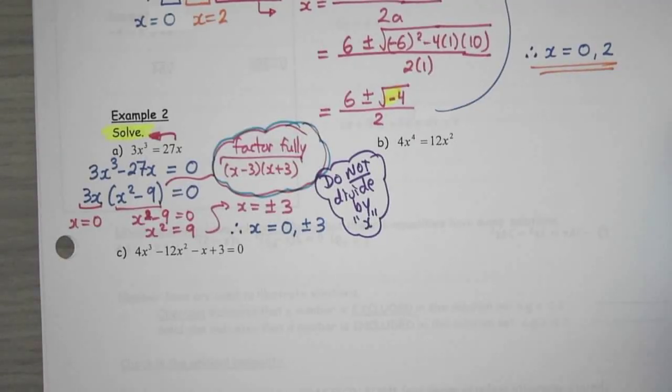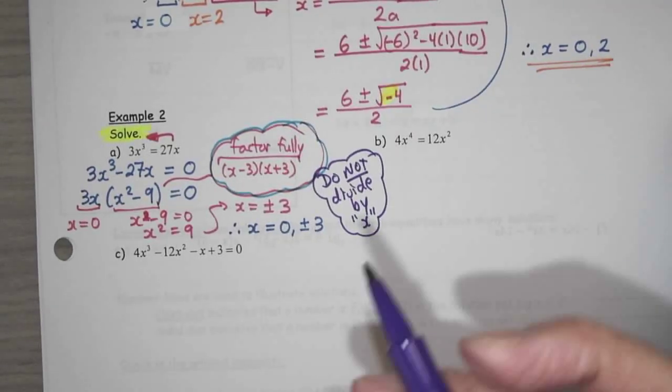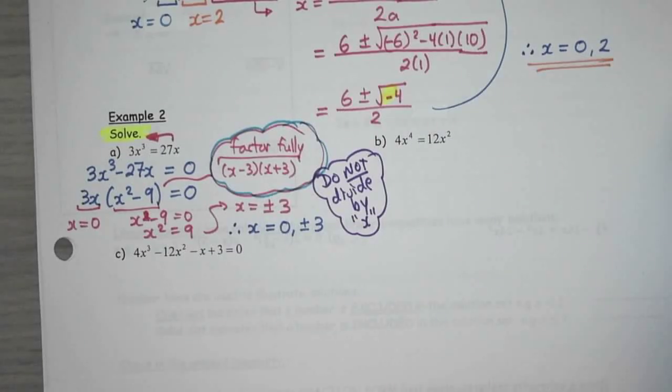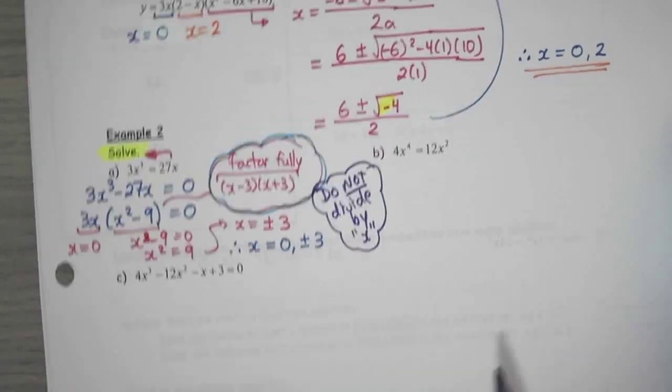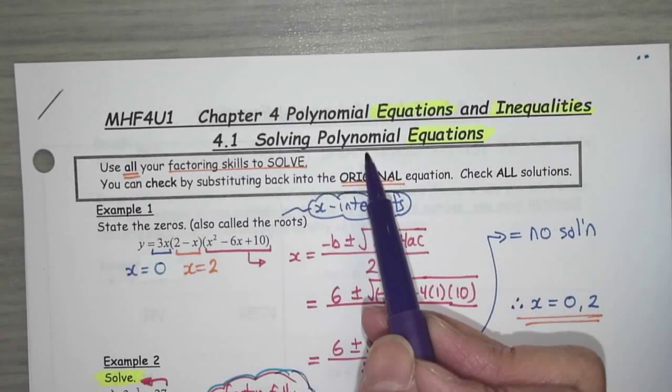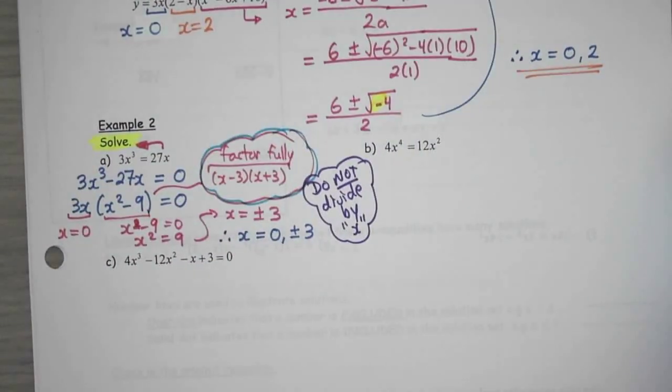Okay? I will put the crying face on your test. I will have tears coming out. And you'll be like, uh-oh, I canceled an x. Do not. You're creating a rational from a polynomial, and it's wrong.